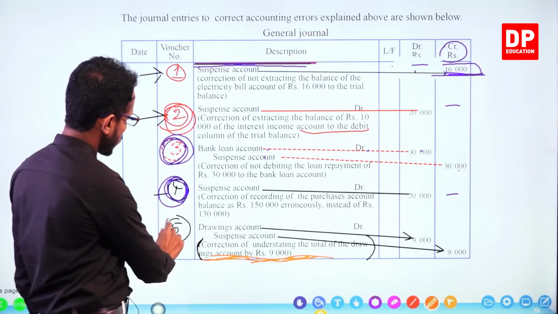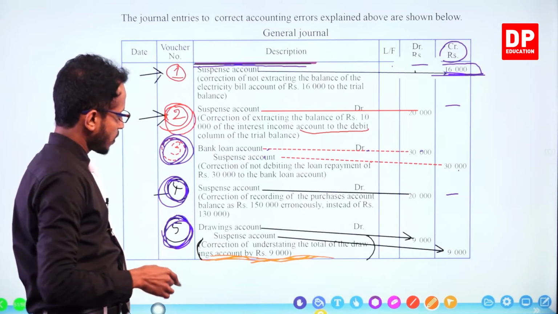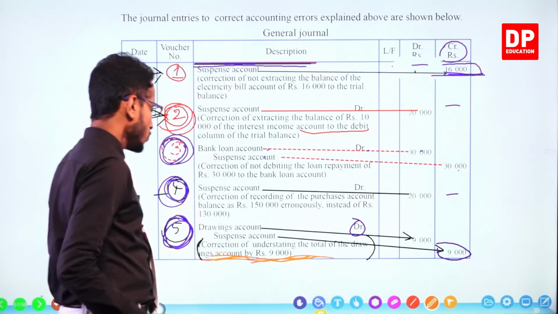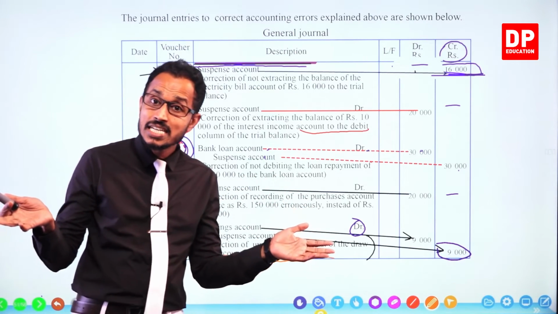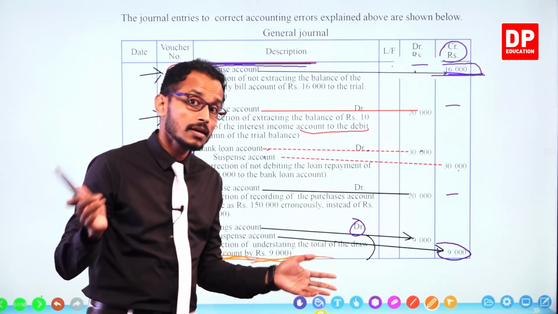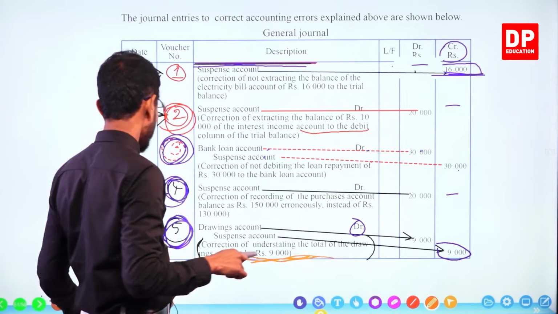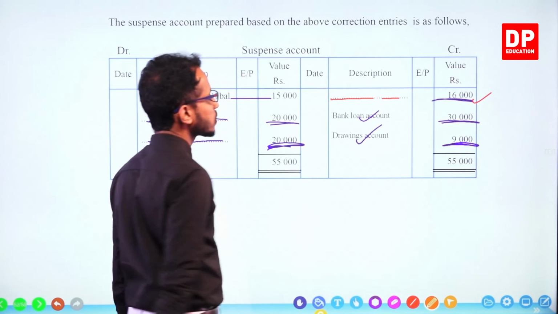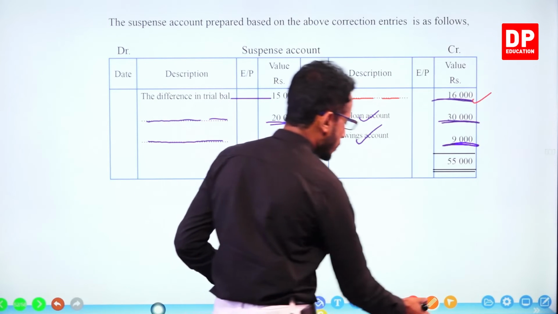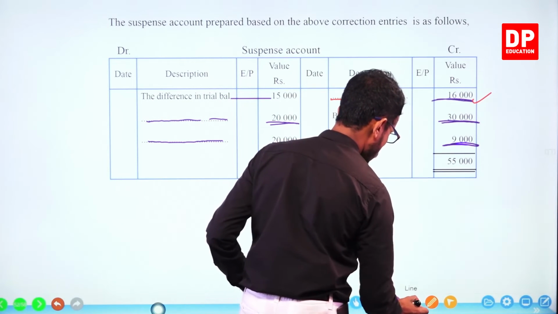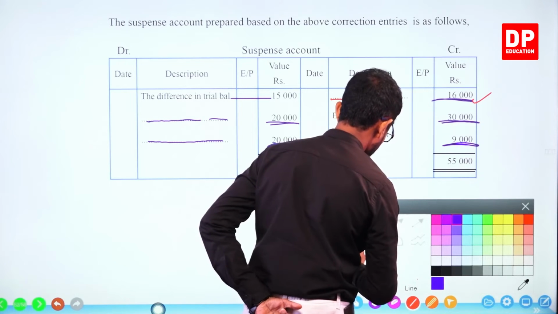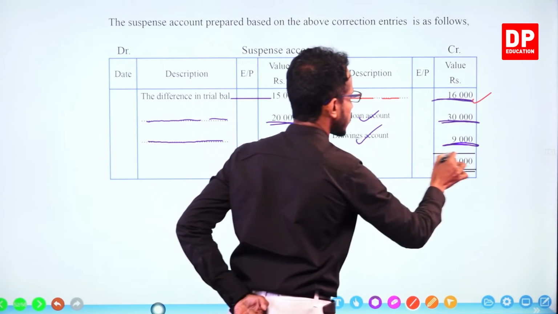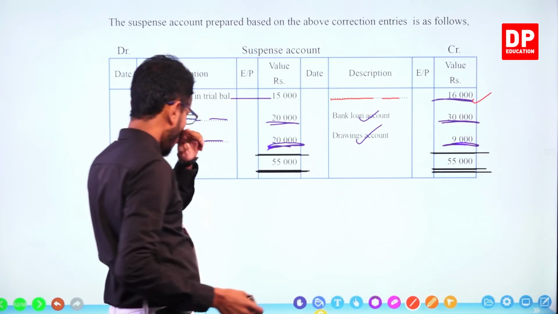Finally, the fifth error. Drawings account debit, suspense account credit 9,000. You credit the suspense account, saying description, drawings. Credit the suspense account 9,000, saying drawings. Now you add up the sides, sum up both sides. When you sum up both sides, you should get the same value, or should be equal.